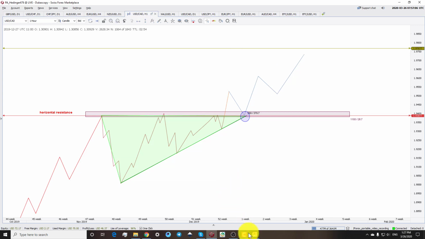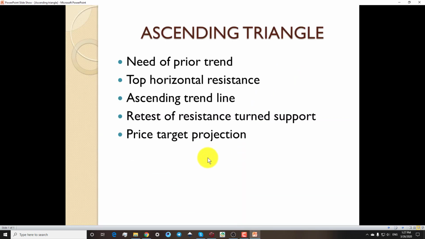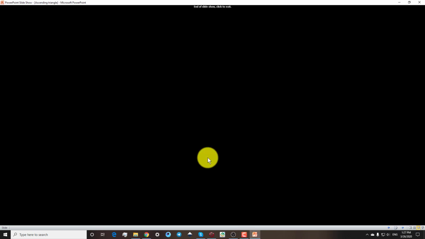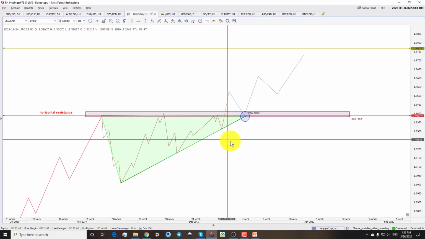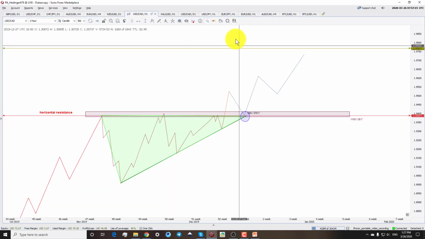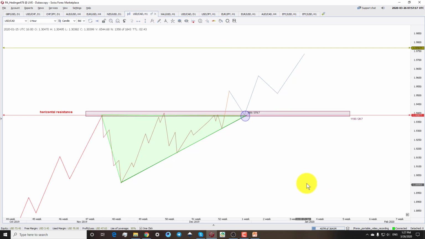Now what else is there? The price target projection. So that is the end of the slide. I think we have covered this well.